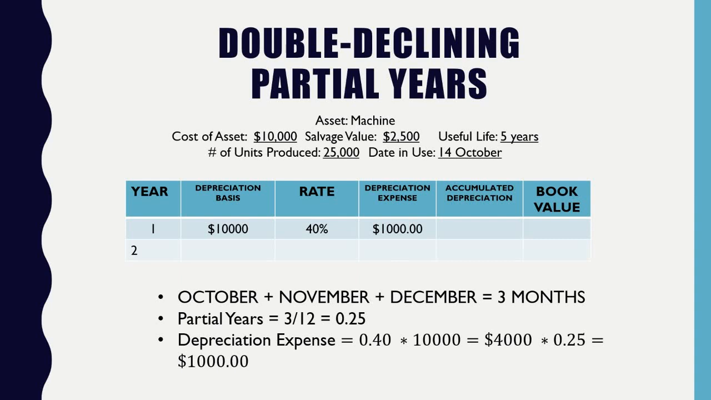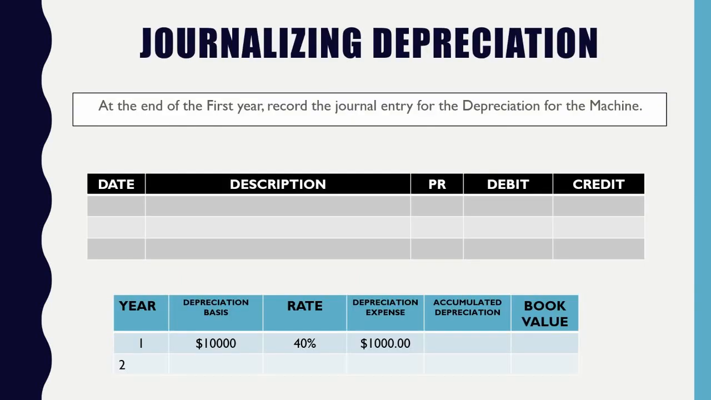Okay. All right, so again, when you put your asset into service later in the year, and it's not January 1st, you need to consider that for the first year of depreciation, you're going to be calculating partial years. Okay. All right, so there you go. And for the first year, it was $1,000, so that's exactly what you're going to do. You're going to depreciate for $1,000.